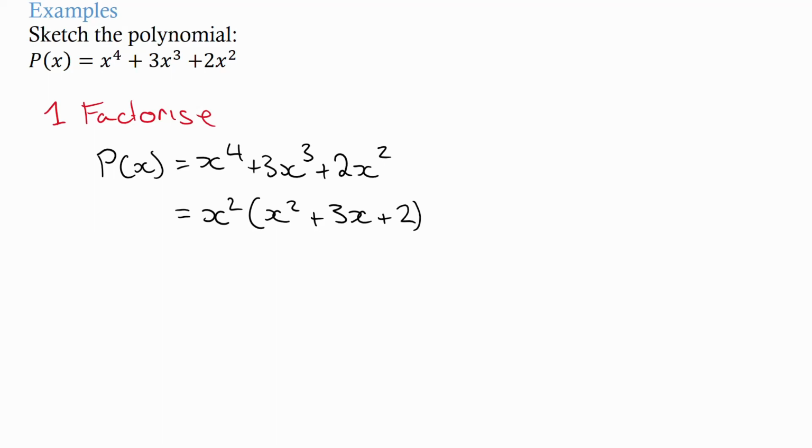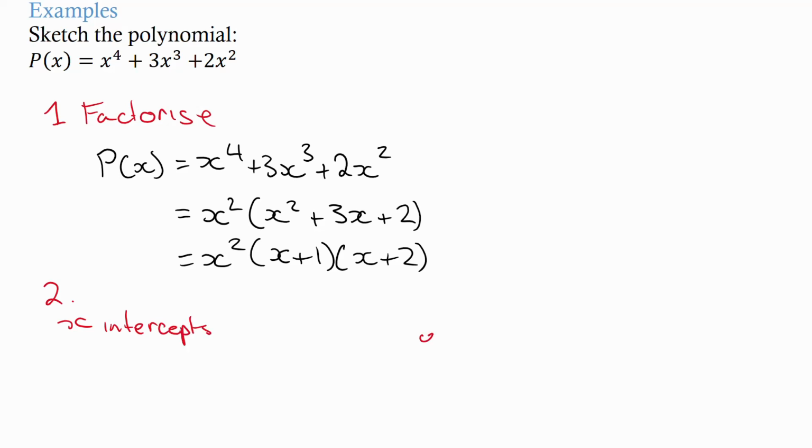Like that. And then you look, can we factorize that quadratic down? And we can, so we're left with x squared, x plus 1, x plus 2. All right, so now we're going to number 2, and we want to find our x-intercepts and our y-intercepts.